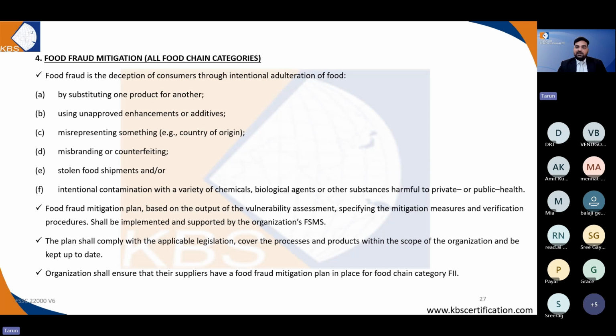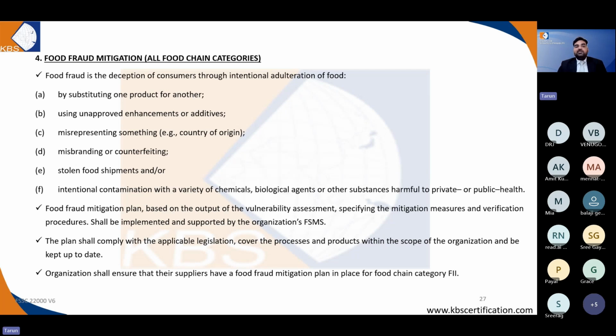In that case, you are asked to control a specific item, a specific product, so that there will not be any kind of change in the product, in the raw material or ingredient. Okay. So substituting one product for another is a requirement; you can consider it a substitute, or using unapproved enhancements or additives. These are the possibilities. Then misrepresenting, maybe the country of origin. They are writing maybe it originated from Canada or New Zealand or something, but it did not.